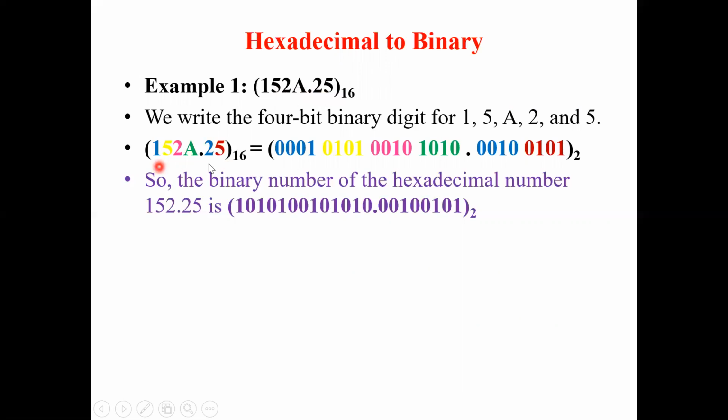Here you can see I have written with a different color. So for 1, it is 0, 0, 0, 1. For 5, it is 0, 1, 0, 1. For 2, it is 0, 0, 1, 0. For A, it is 10, so 1, 0, 1, 0. The point as it is. 2 is again 0, 0, 1, 0. 5 is 0, 1, 0, 1. And then we write all continuously. So this is your binary representation of the hexadecimal number.